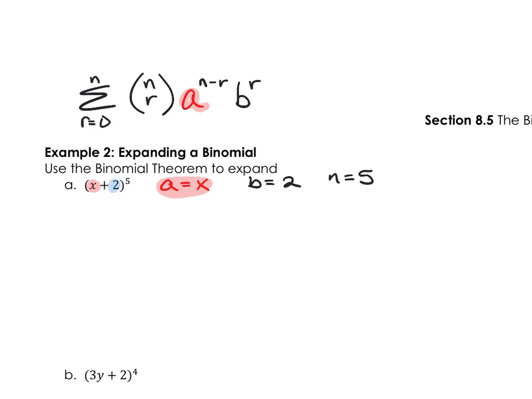The second part, whatever number's there, is B. Your n comes from the exponent and is used multiple places. The r starts at 0 and gets bigger every time until it matches n. It cannot be bigger than n. It just matches n.